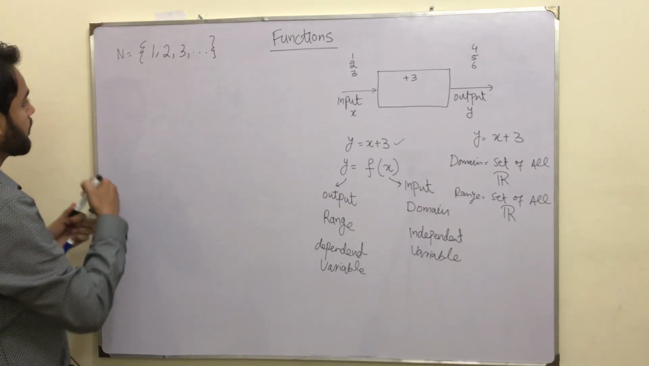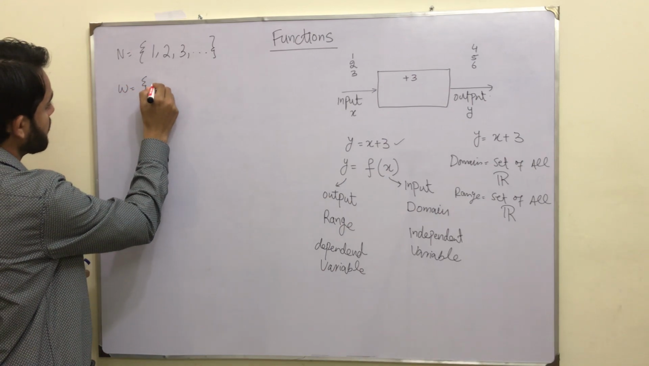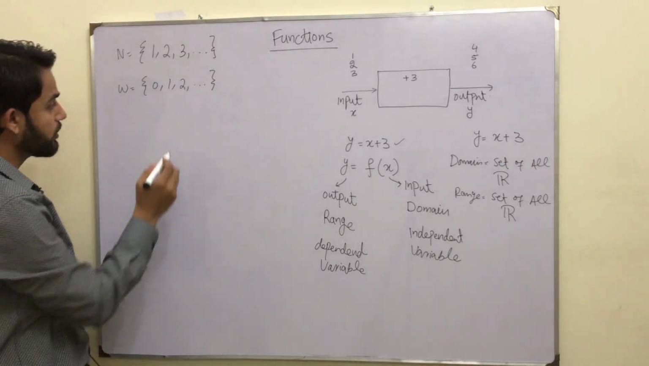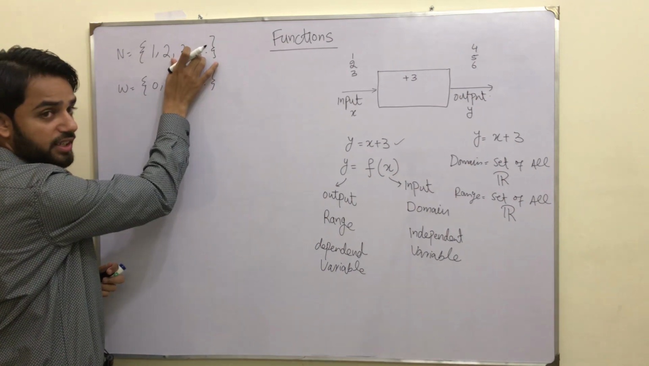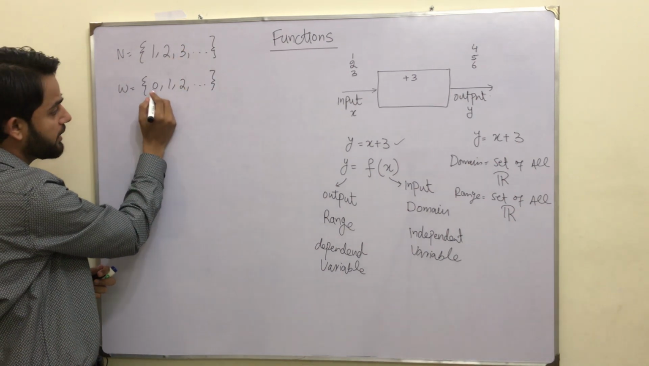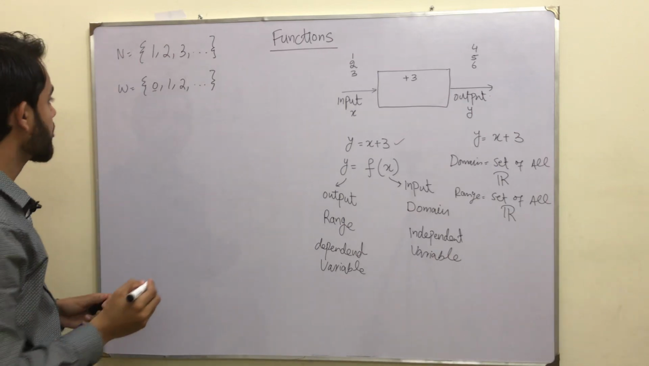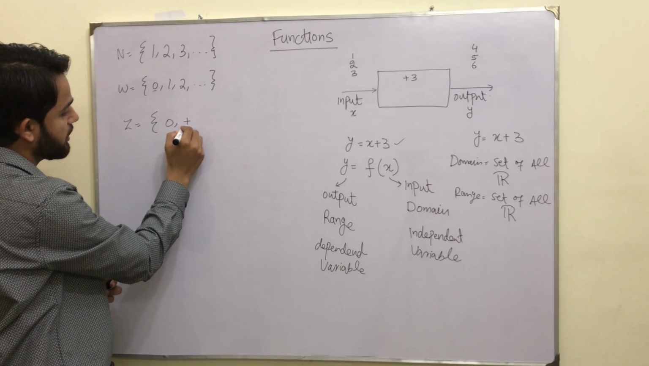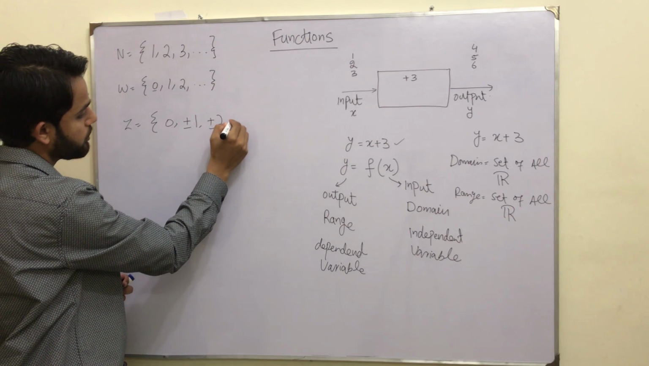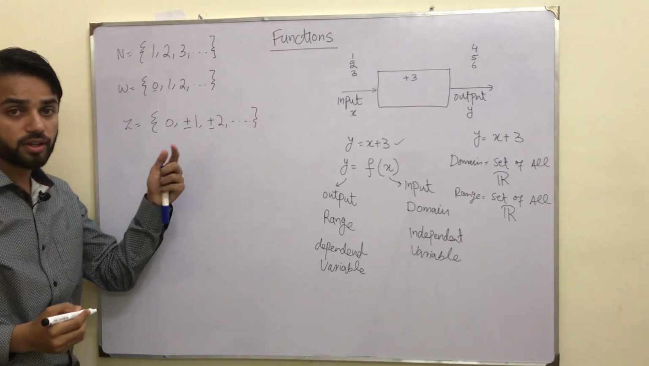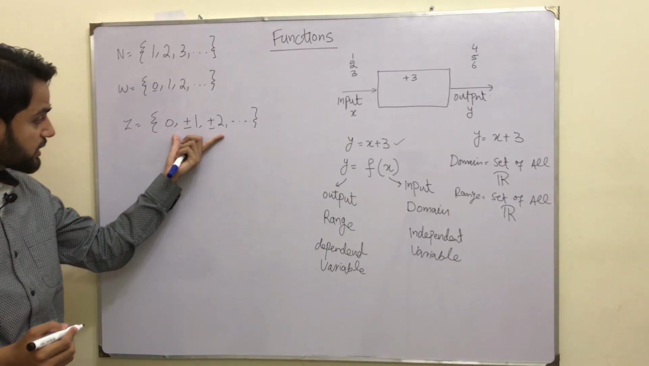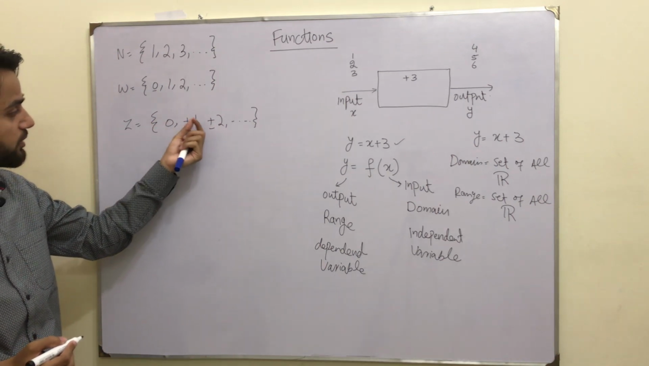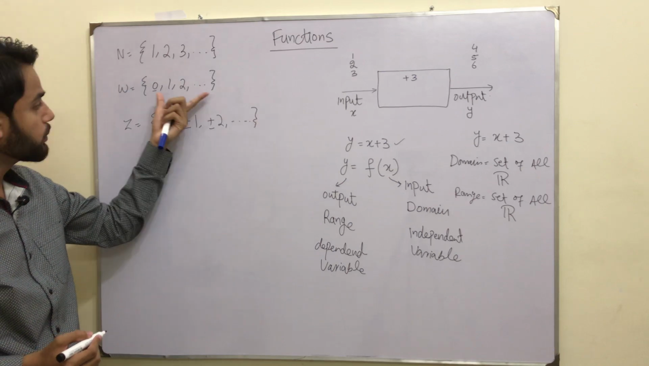After the natural numbers, we have the set of whole numbers, where the elements are 0, 1, 2 and so on. If you look closely, 1, 2, 3 were part of the natural numbers, they are part of the whole numbers as well, plus 0 is the addition. Then we have the set of integers, where the elements are 0, plus minus 1, plus minus 2 and so on. The addition we got in the set of integers is that we got negative numbers as well.